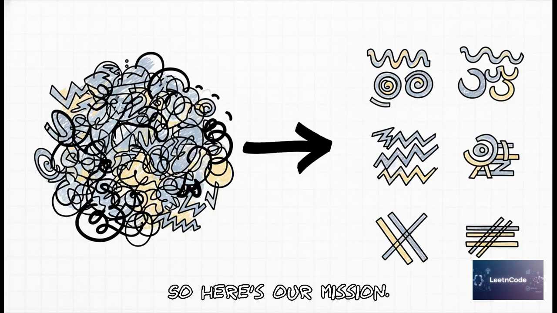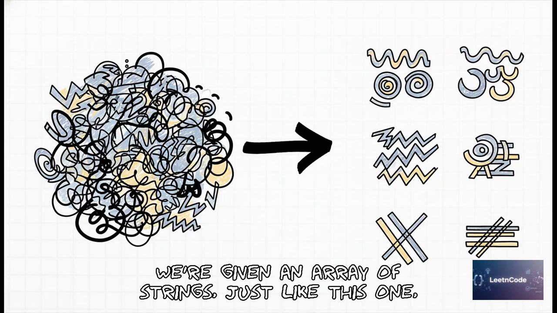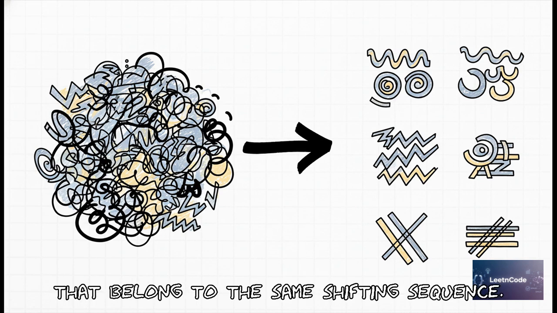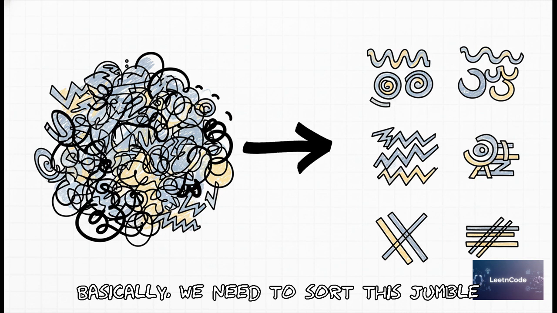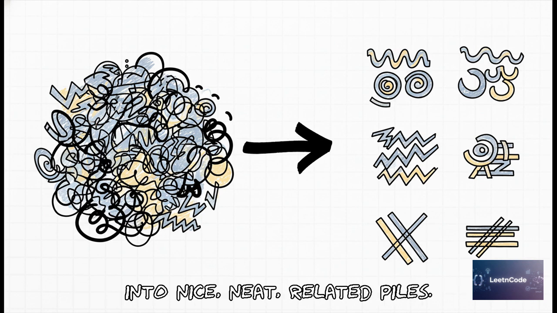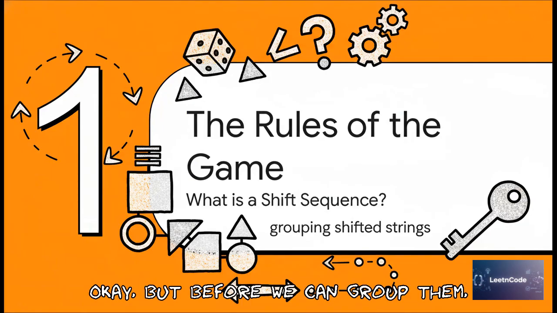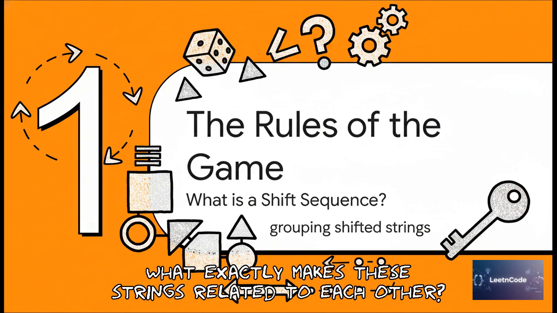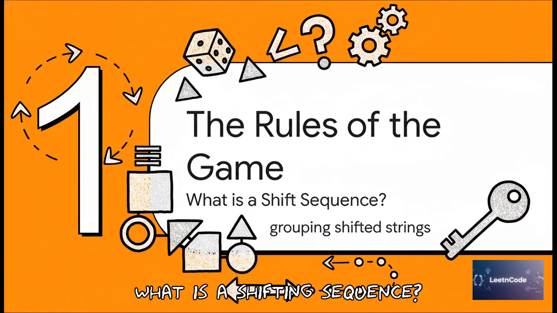So here's our mission. We're given an array of strings just like this one, and we've got to group all the strings that belong to the same shifting sequence. Basically, we need to sort this jumble into nice, neat, related piles. Okay, but before we can group them, we have to understand the rules of the game. What exactly makes these strings related to each other? What is a shifting sequence?